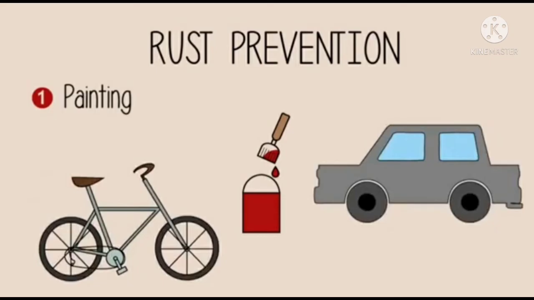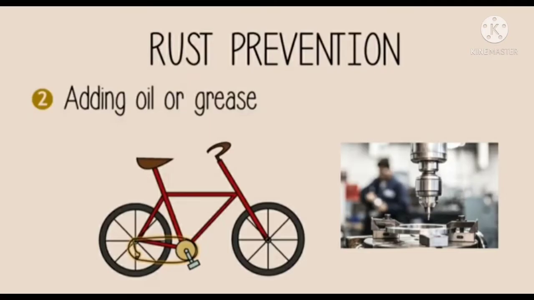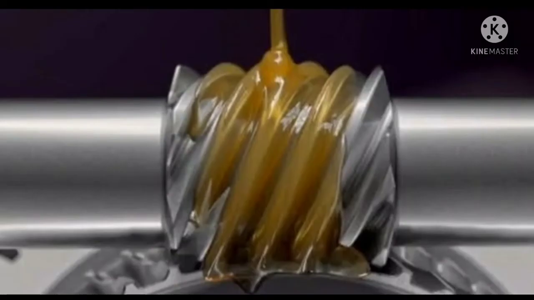Next is how can we prevent rusting? The first method is painting. One simple way to prevent rusting of iron is to apply a coat of paint so that we can prevent iron particles from coming in contact with oxygen and water or both. The next method is adding oil or grease. By applying a coat of oil or grease to the iron particles regularly, we can prevent rusting.